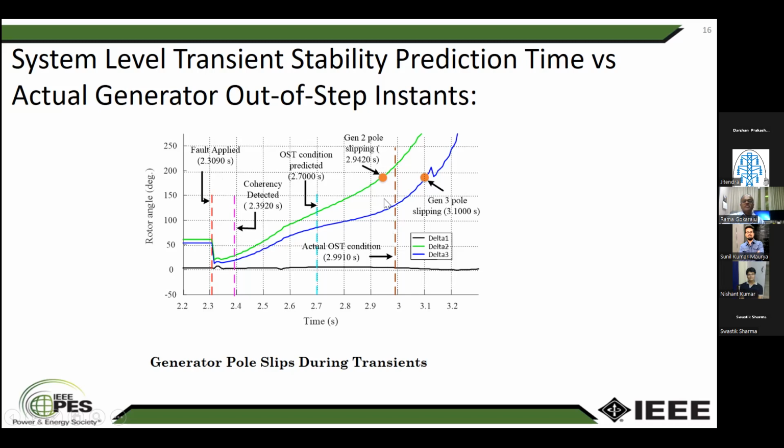seconds. So for generator 2, the actual pole slip is at 2.94, but we are doing the prediction in advance. So if we predict in advance that the generator is going to slip poles, then we can take the remedial action before the generator actually starts slipping poles. So we can prevent the generator from tripping. Similarly, you see here for generator 3, the actual pole slipping happens at 3.1, whereas the prediction is at 2.7. So in advance.